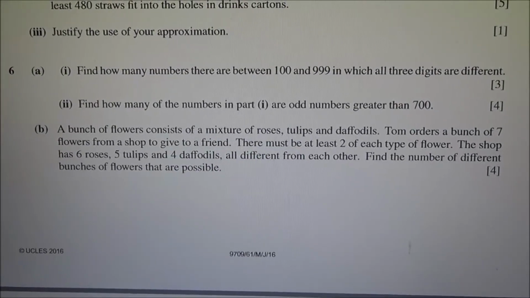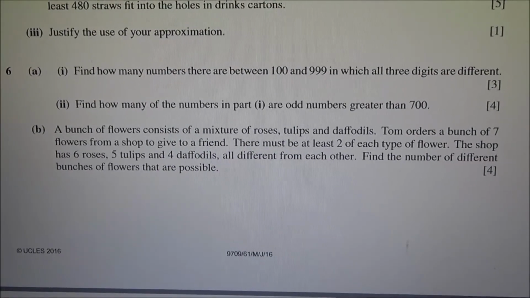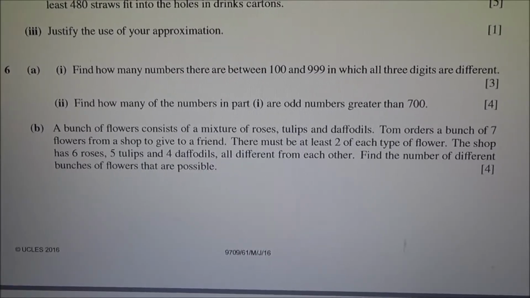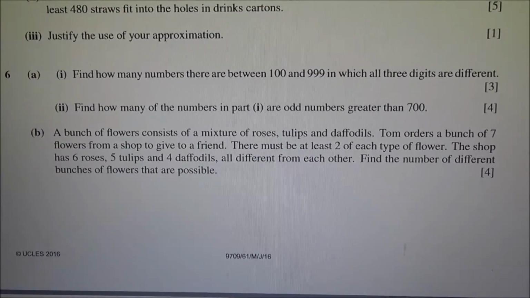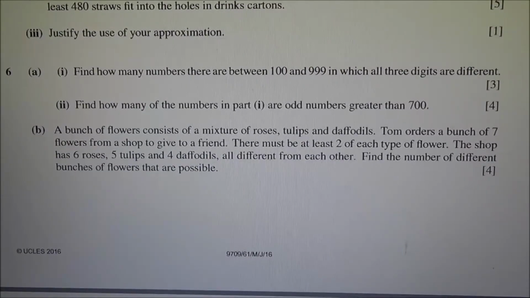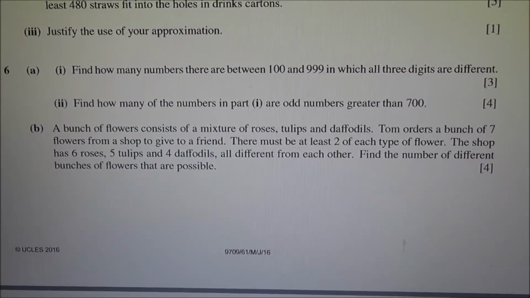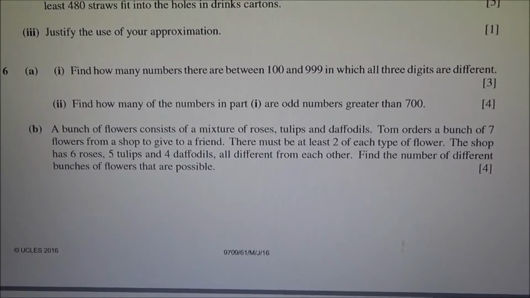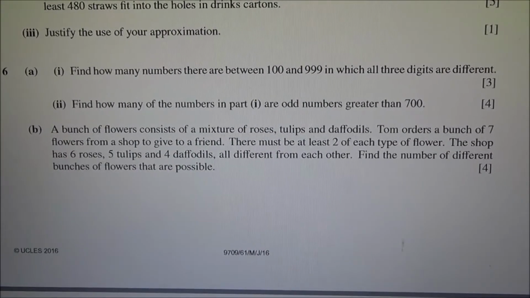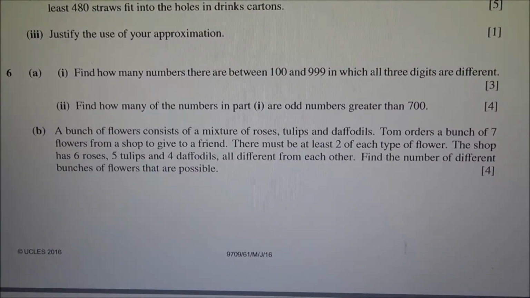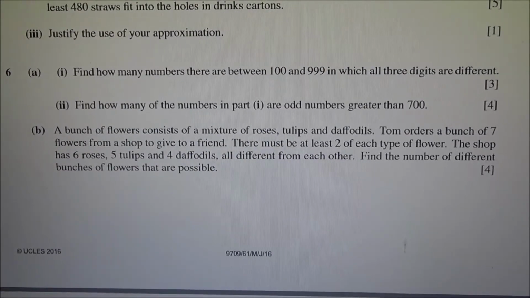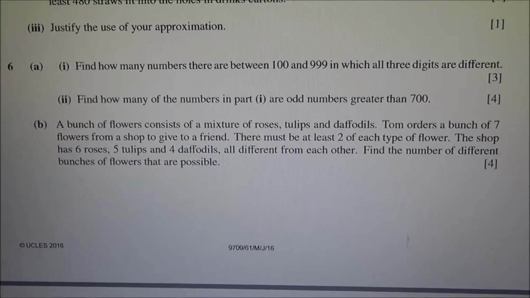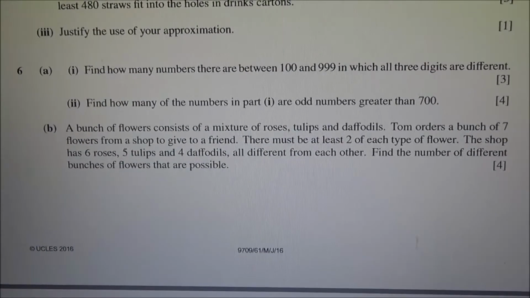For part B of the question, a bunch of flowers consists of a mixture of roses, tulips and daffodils. Tom orders a bunch of 7 flowers from a shop to give to a friend. There must be at least 2 of each type of flower. The shop has 6 roses, 5 tulips and 4 daffodils, all different from each other. Find the number of different bunches of flowers that are possible.